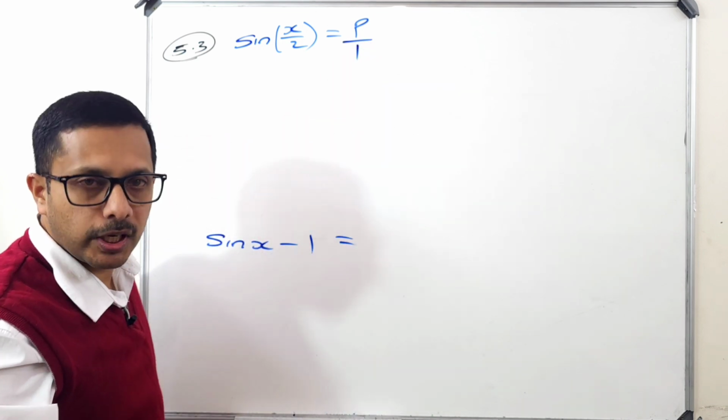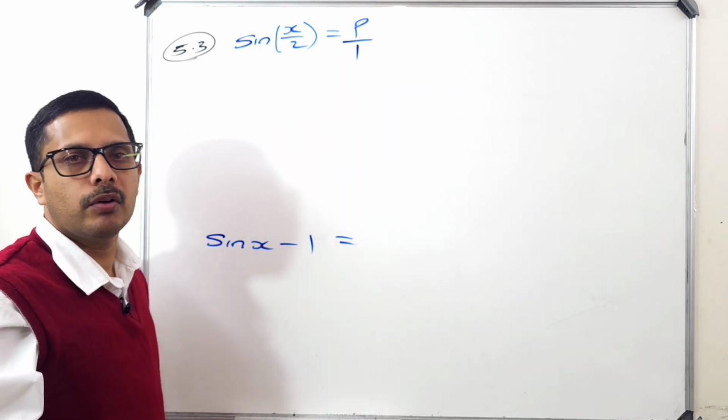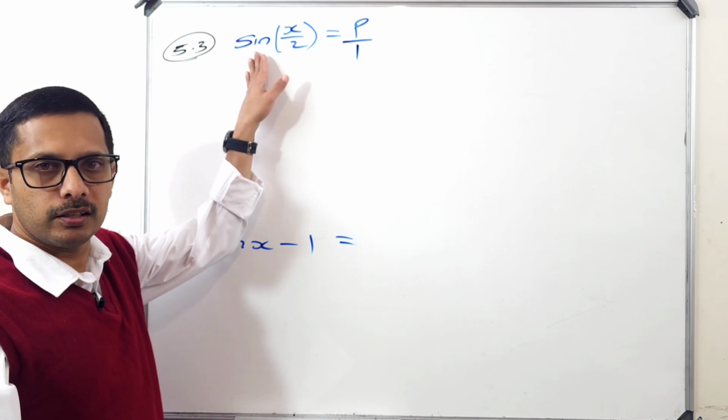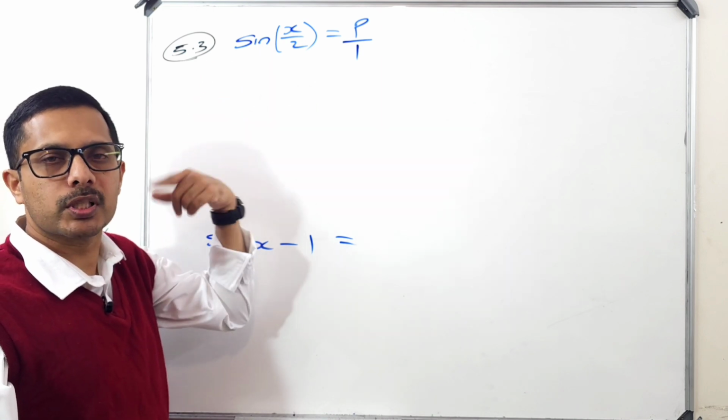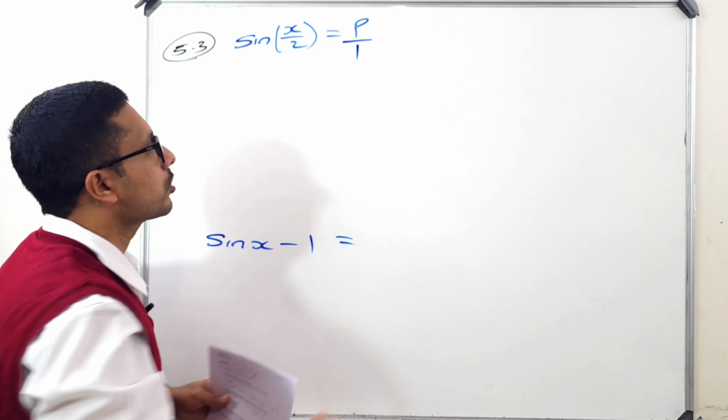Like the previous question, first, what is the definition of sine? You know that sine is opposite side divided by hypotenuse. So what is the opposite side?